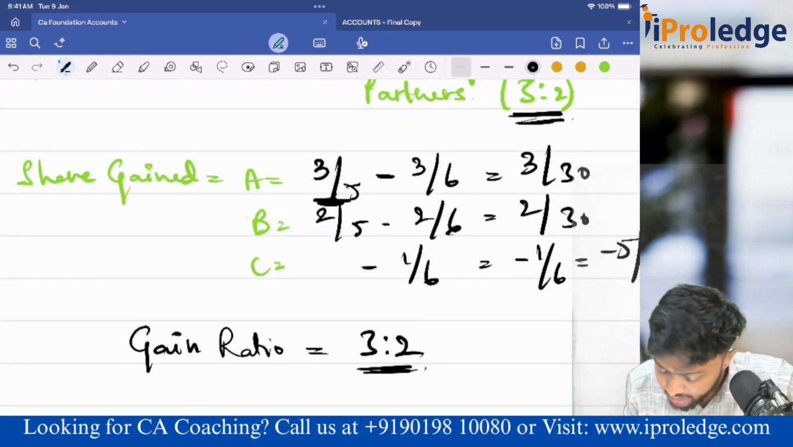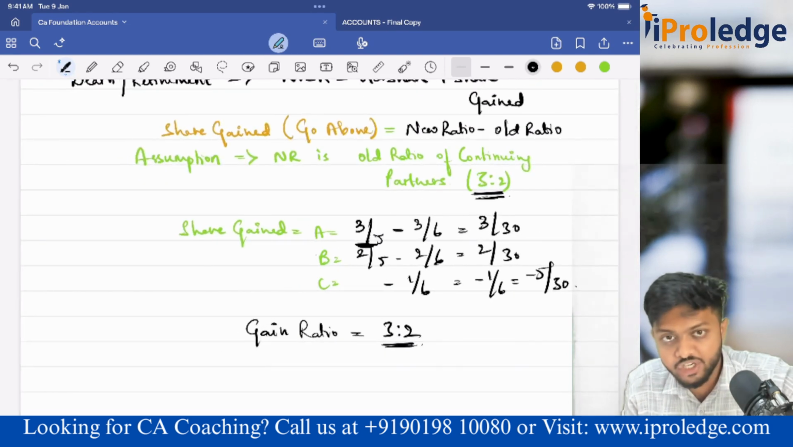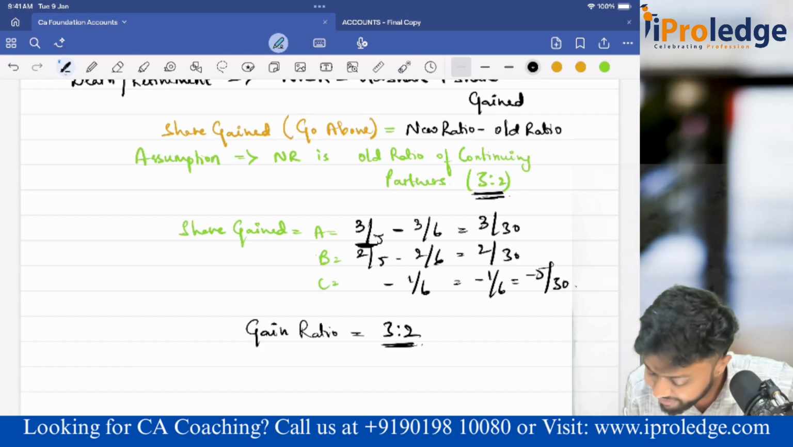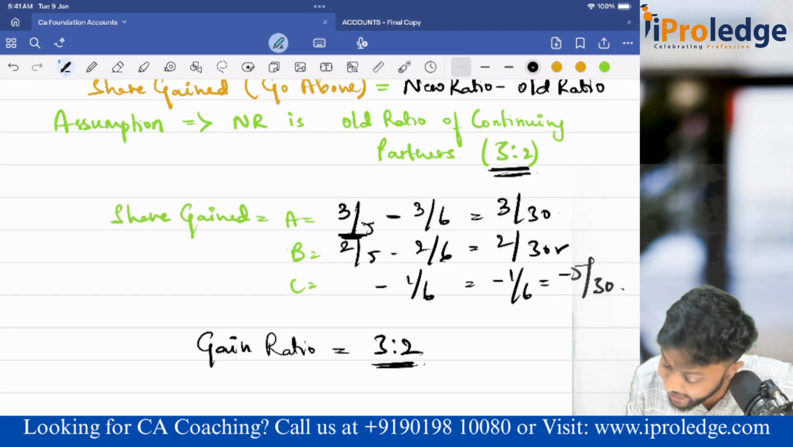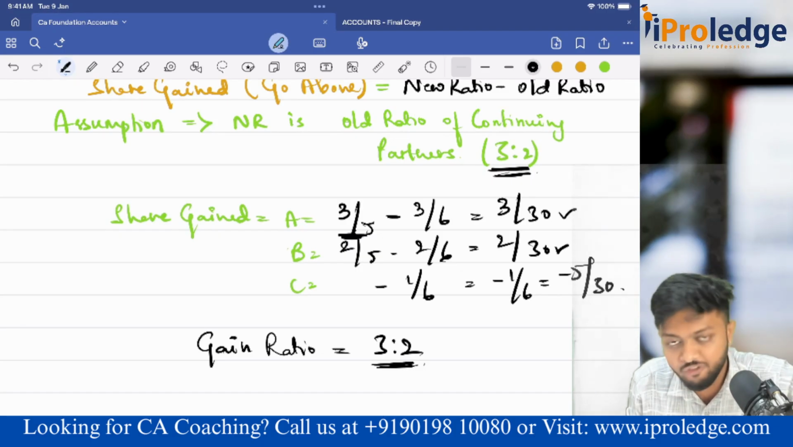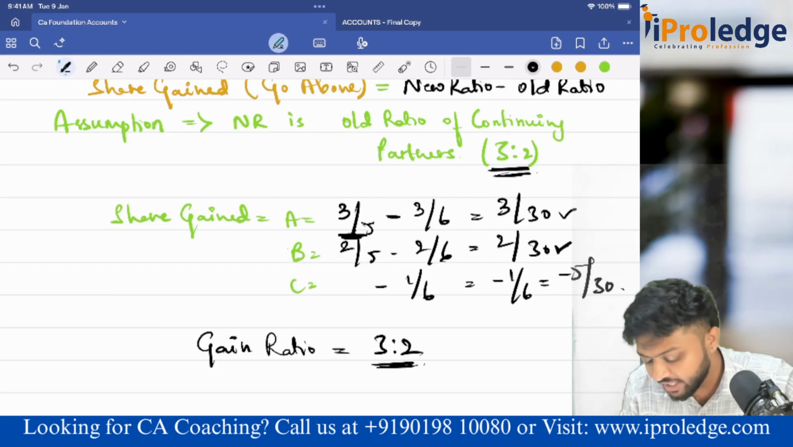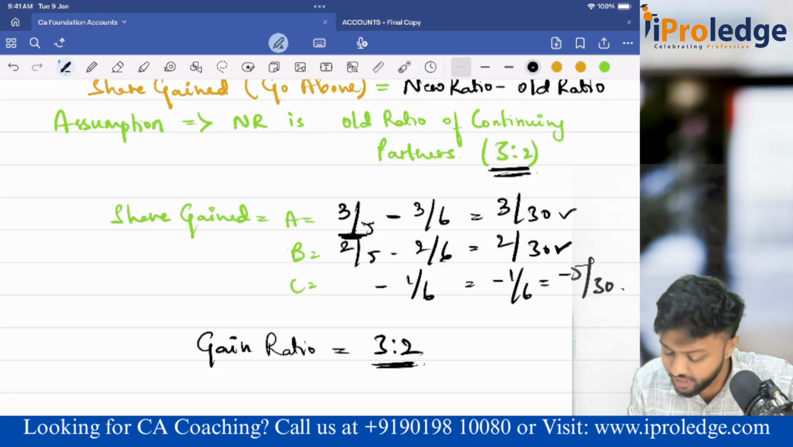Now the new ratio of B is 2/5 minus his old ratio. The old ratio was 3:2:1, so 2/6. So 2/5 minus 2/6, you get 2/30. So the share gained by A because of the retirement or death is 3/30, and the share gained by B because of the retirement is 2/30. What about C? C does not have a new ratio, gone, so nothing, 0.